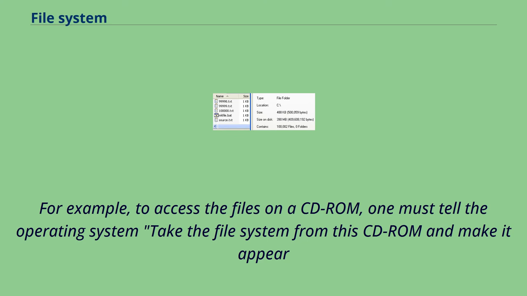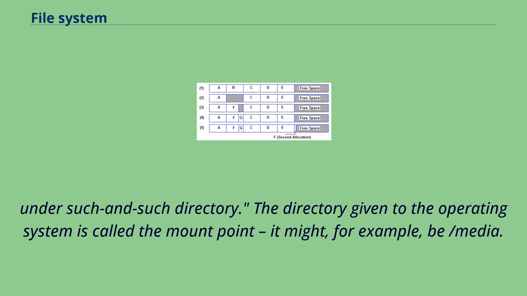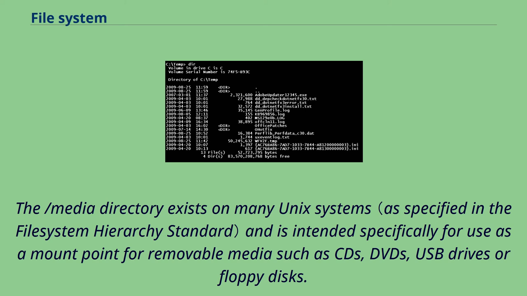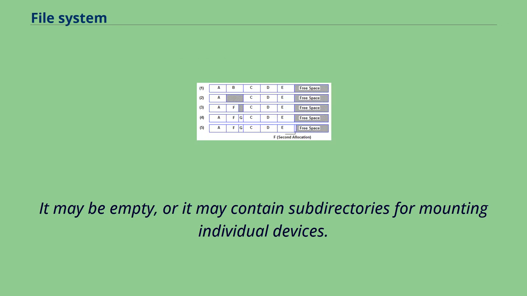For example, to access the files on a CD-ROM, one must tell the operating system to take the file system from this CD-ROM and make it appear under such and such directory. The directory given to the operating system is called the mount point. It might, for example, be /media. The /media directory exists on many Unix systems and is intended specifically for use as a mount point for removable media such as CDs, DVDs, USB drives or floppy disks. It may be empty, or it may contain subdirectories for mounting individual devices.